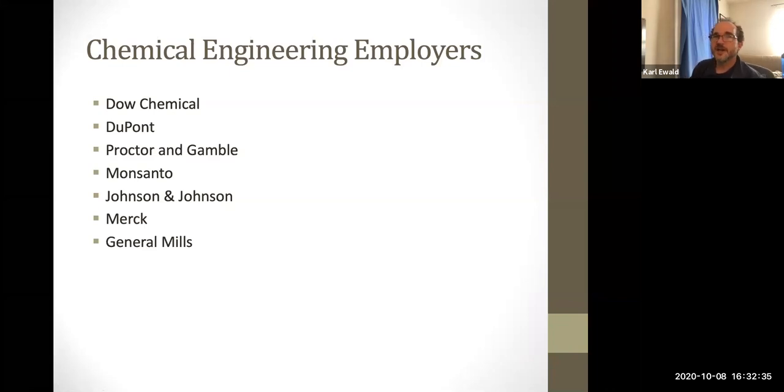So where might you get jobs as a chemical engineer? Well, there's the giant chemical companies like Dow and DuPont, Procter & Gamble, of course, you probably know from the soap aisle, Monsanto, a giant ag company, Johnson & Johnson, a lot of medicine and stuff from the medical field. Merck, another giant medical firm, and then General Mills, which makes a lot of food.